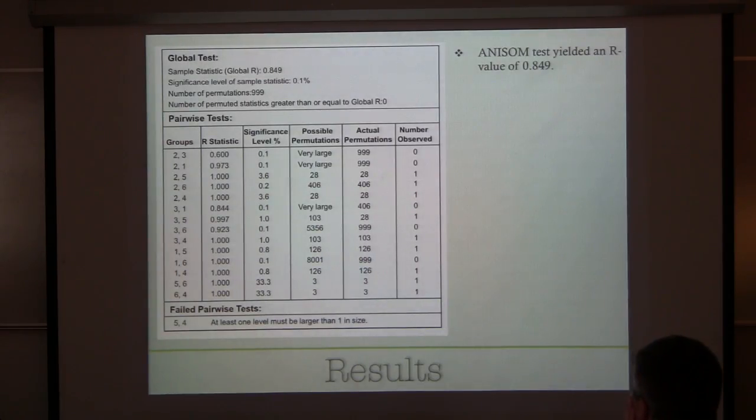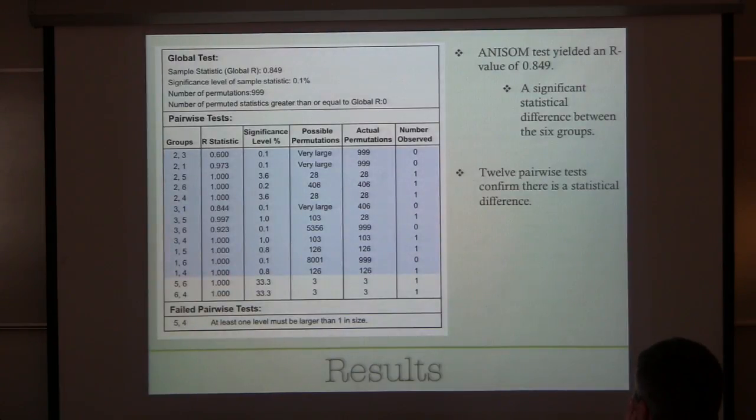We then ran analysis of similarities, or ANOSIM, to test if those groups are statistically different or similar. And the ANOSIM yielded an R-value of 0.849. And because that's really close to 1, we were able to say that the groups are statistically different. But to further test it, ANOSIM also yields pairwise tests between each of the different groups and yields a significance level. A high significance level means those groups are more similar. Lower means they're more different.